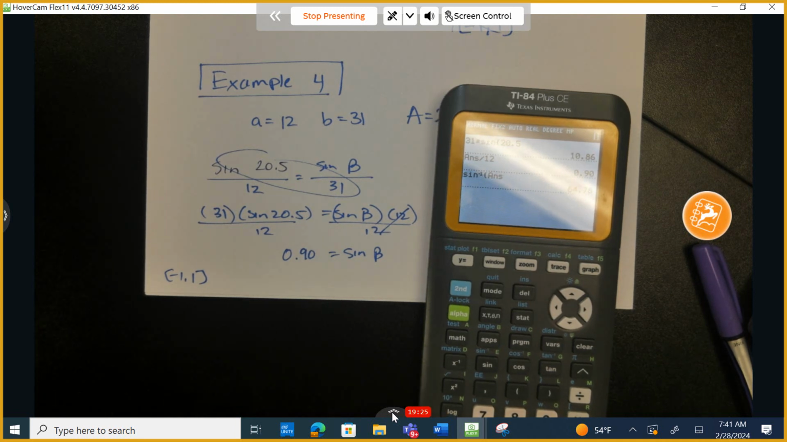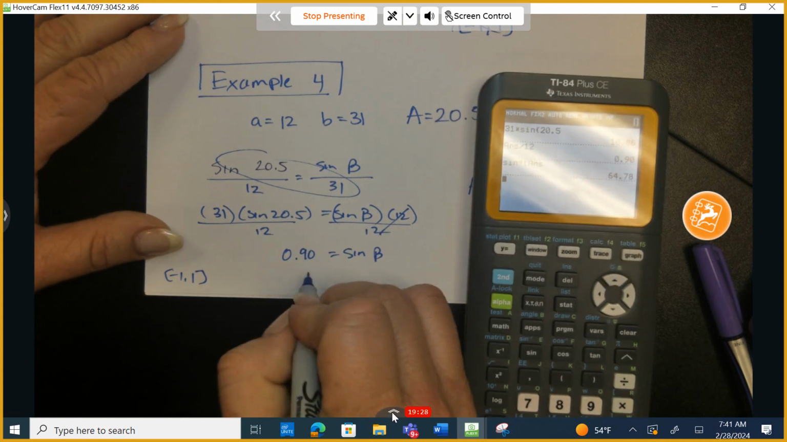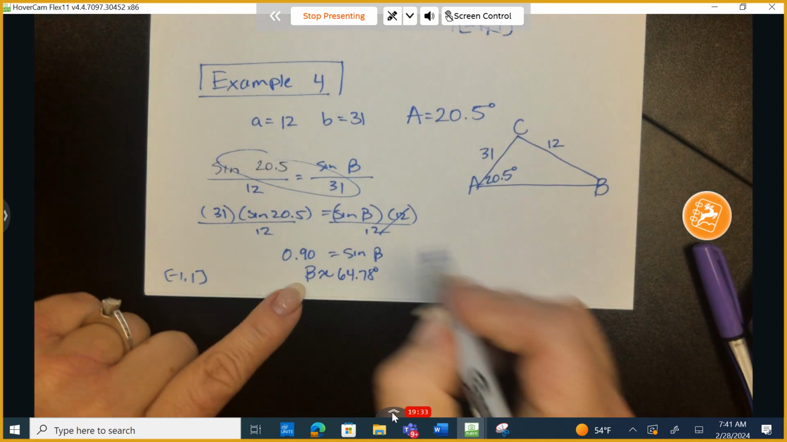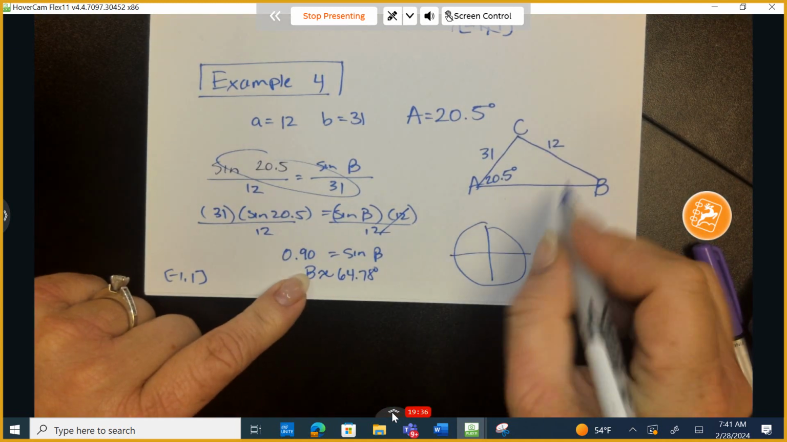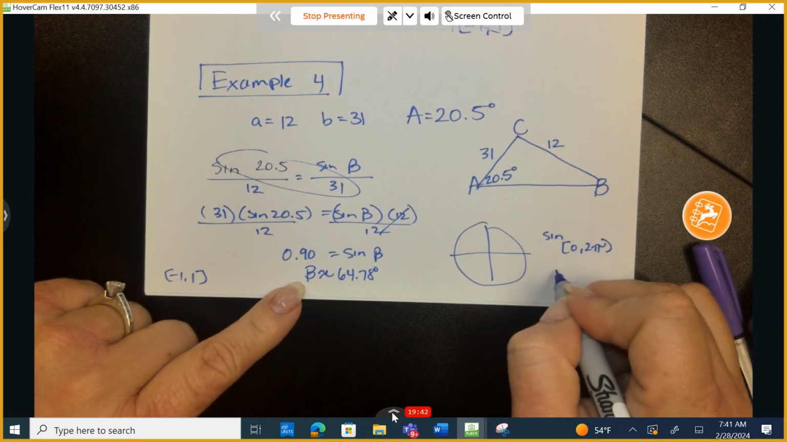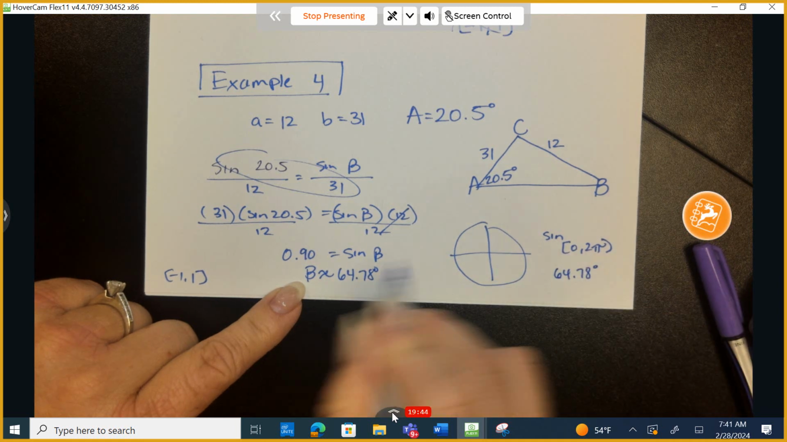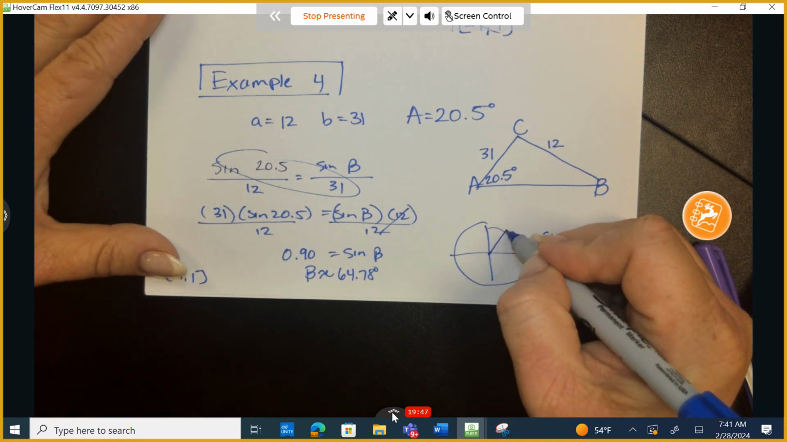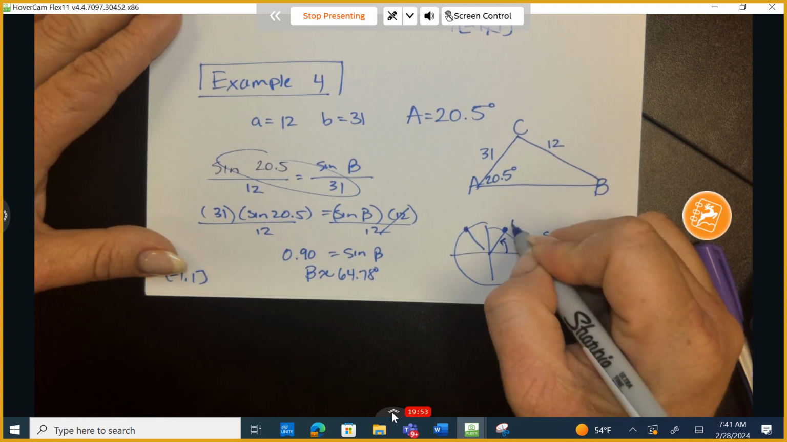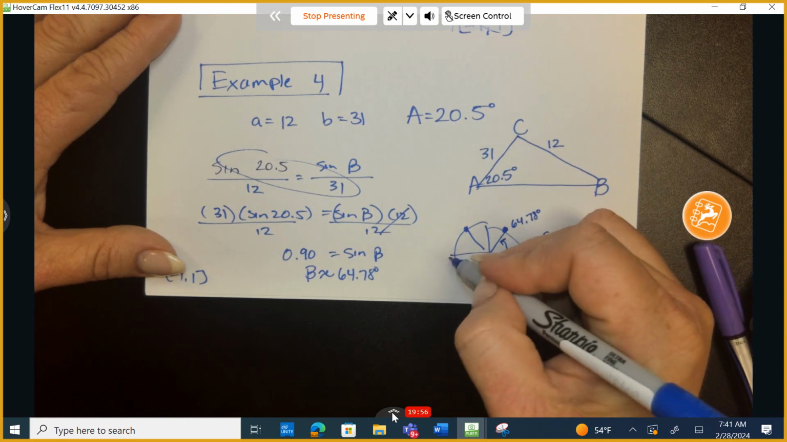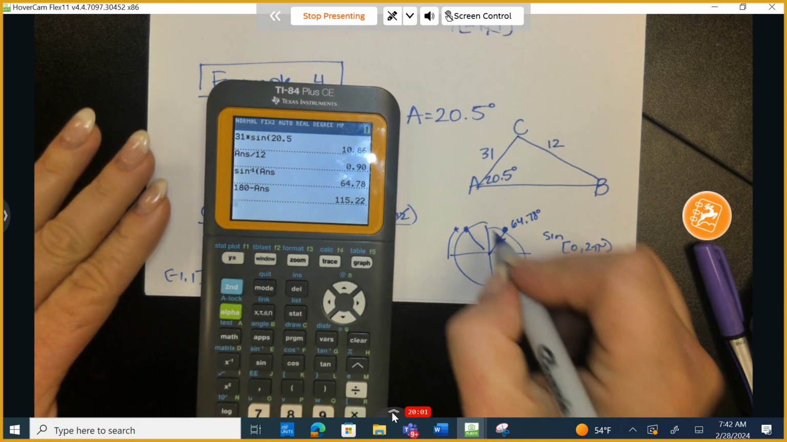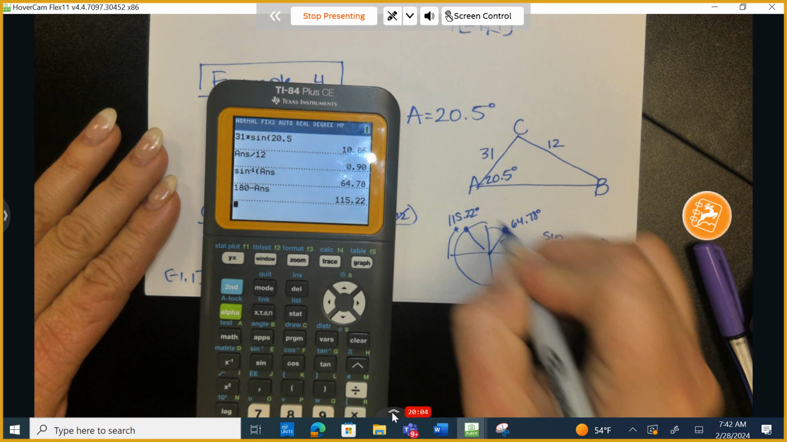And this is what I come up with: 64.78. So angle B is approximately 64.78 degrees. But this is the sine, and the sine goes between 0 to 2 pi. So where can I find an angle of 64.78 for sines? There's two places. Sine is positive here, and sine is positive here. So one angle is 64.78. The other angle, I'm going to take 180 and subtract this previous number to get 115.22.